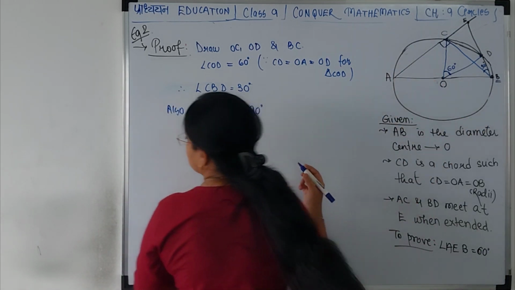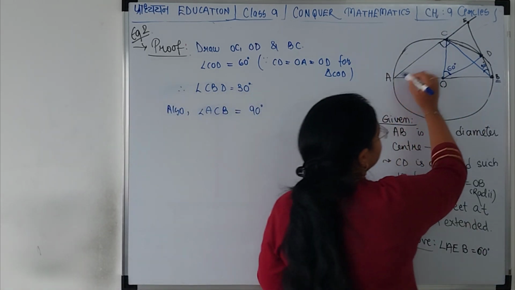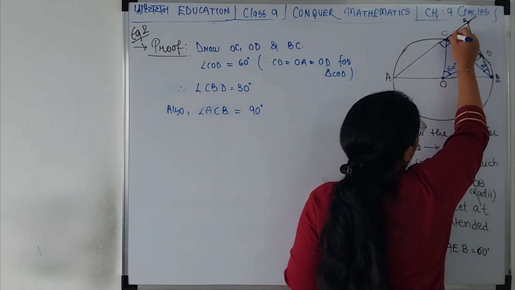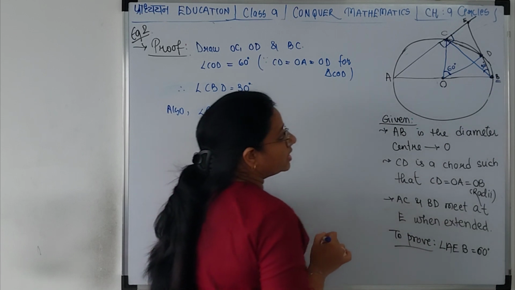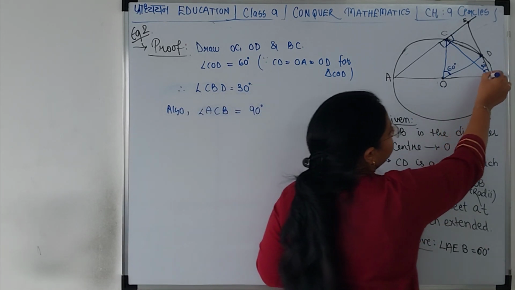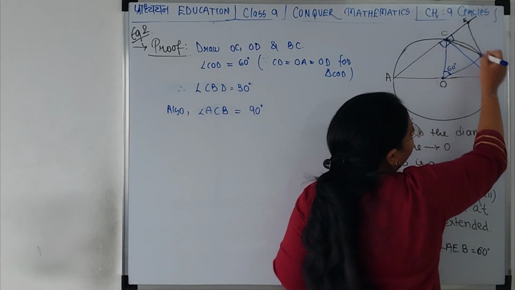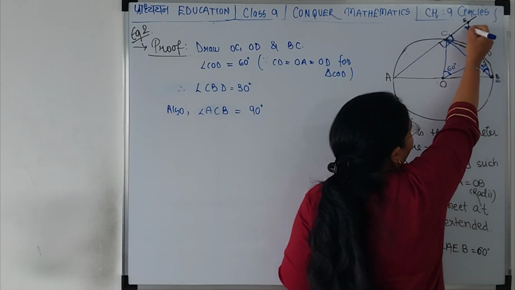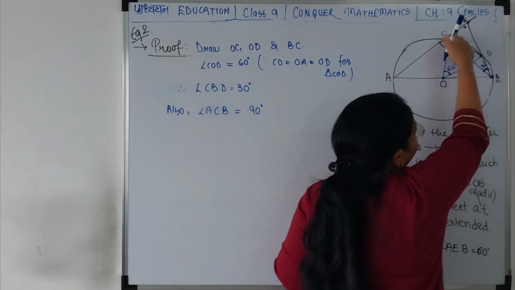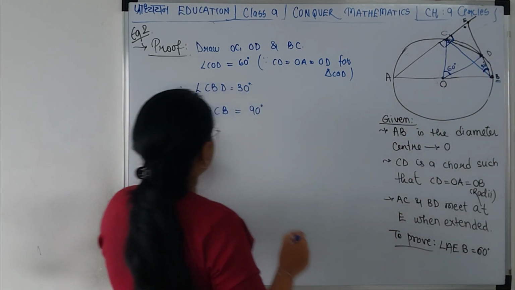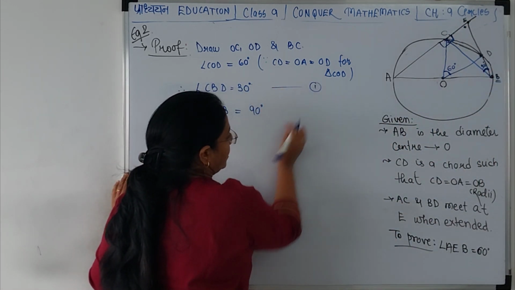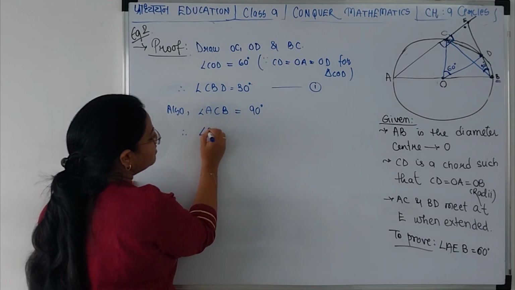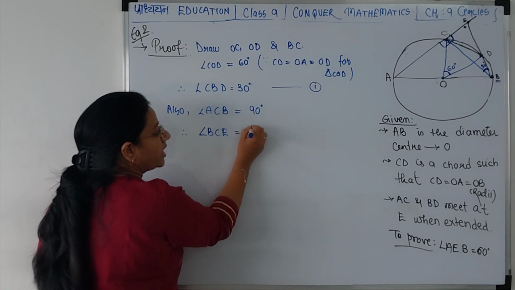Now what do we learn from these two things? If ACB is 90, then what is angle BCE? This is also going to be 90. Can you see? Angle BCE. We have angle B as 30. We have angle C as 90. Can we find angle E for triangle BCE? So now let's say this is our first result. Now ACB is 90. Therefore can I say angle BCE is also 90?